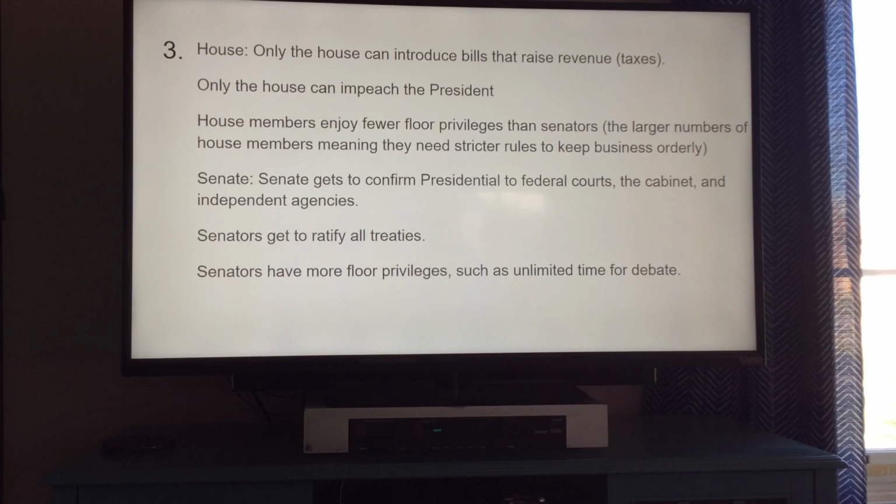The Senate, what special privileges does the Senate get? Well, the big one is that the Senate gets to confirm presidential appointments to the federal courts, the cabinet, and to independent agencies. For example, for the Supreme Court, the president gets to nominate who's going to go on the Supreme Court when there's a vacancy. But the president doesn't get to just say anybody and put them on there. The Senate has to say, basically, thumbs up or thumbs down. We like that person or we don't like that person.